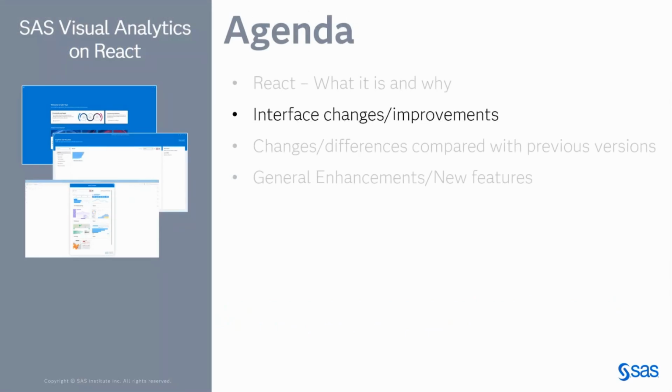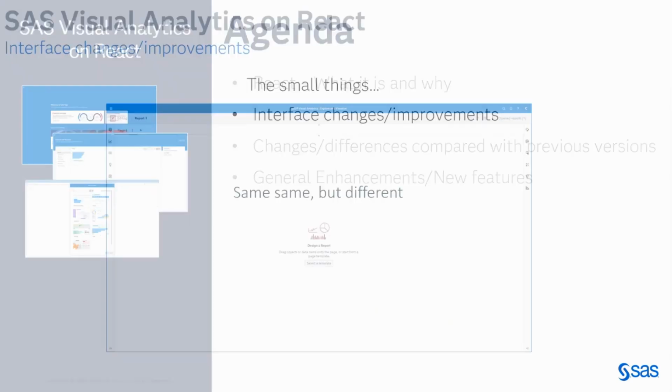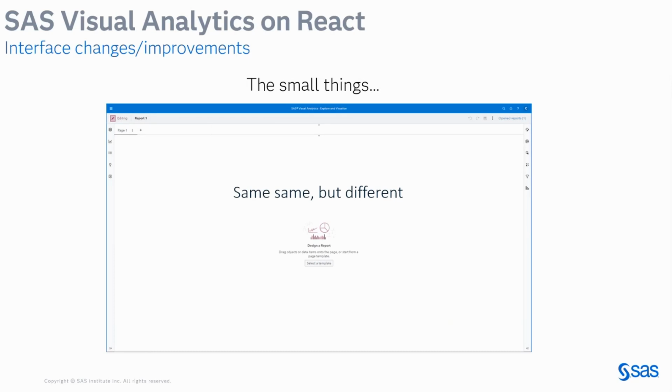So let's take a look at the general interface changes or improvements. It's small things, to be honest. It's same, but different. As you can see in the screenshot, it looks very similar to previous versions, even if you could already see a small change in this example. But there are some small things that are a little bit different compared with previous versions.